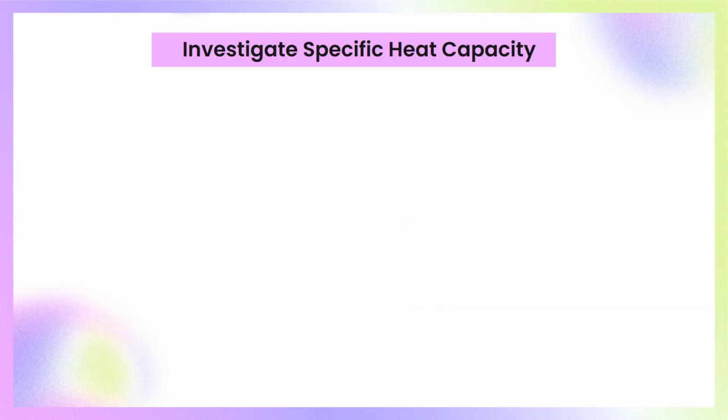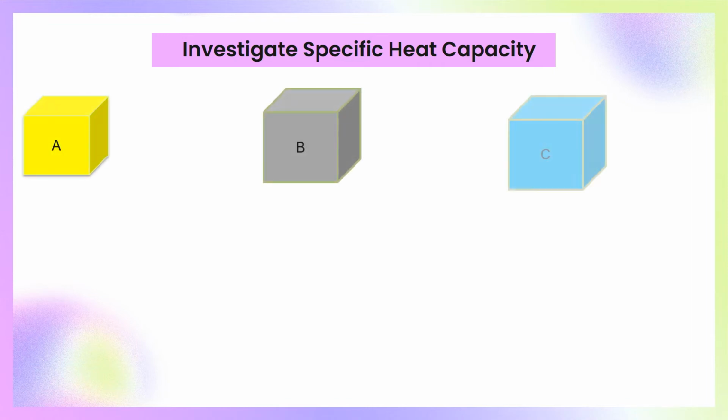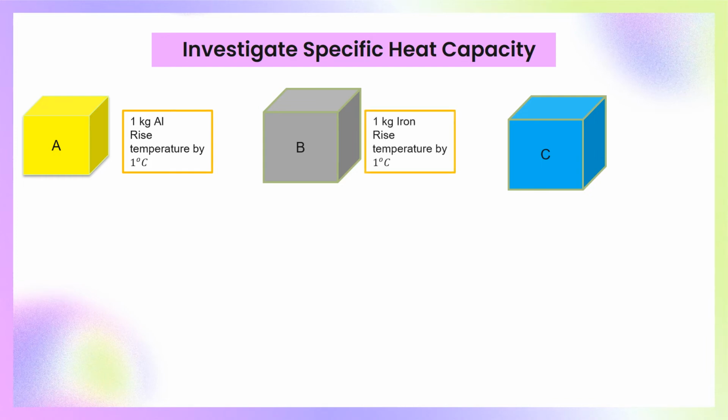Now, let's investigate the specific heat capacity. Here I have three blocks, block A, block B, and block C. Block A is 1 kg of aluminium, raised in temperature by 1 degree Celsius. Block B is 1 kg of iron, raised by 1 degree Celsius. And block C is 1 kg of plumbum, raised by 1 degree Celsius. So the mass of all three blocks is the same, and the temperature rise of the three blocks is also the same.